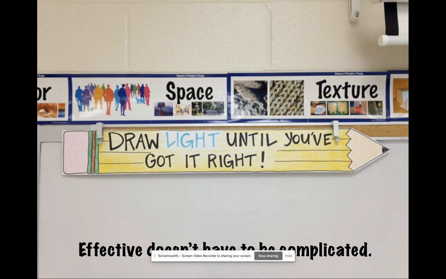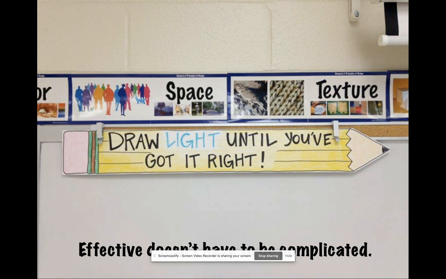Effective doesn't have to be complicated. Very similarly to "keep it simple," try to get something down to its most basic, especially for young children, right? So often teachers feel like a broken record telling kids to draw light, to not press so hard, because then kids can't erase their marks, and they get frustrated because they can't change their drawing when we have them draw in pencil first, even if we're going over it with marker or Sharpie or ink or paint later. So many teachers have a visual like this: draw light until you've got it right.